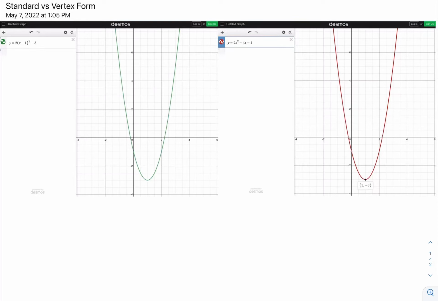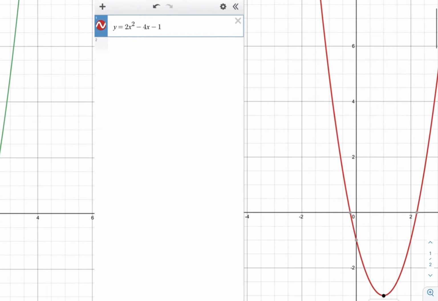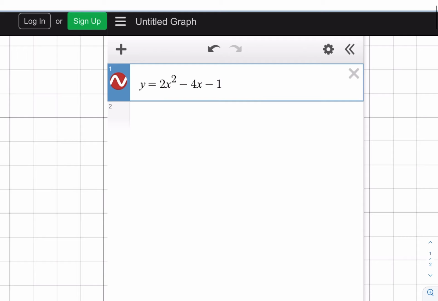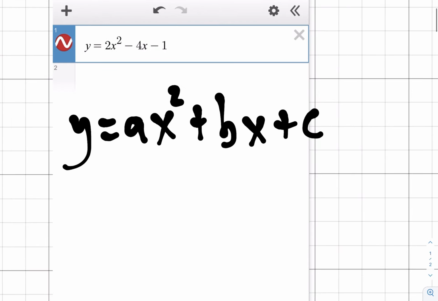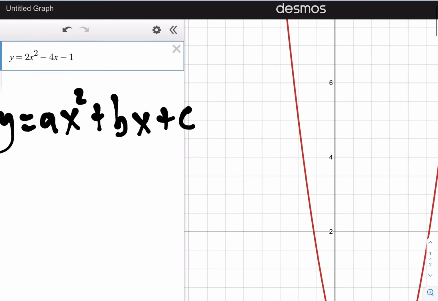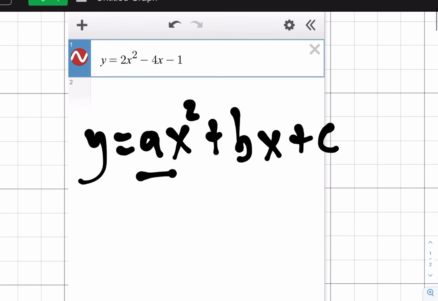So this is just a short video to go over the difference between standard and vertex form. So standard form, sometimes it's called general form. It follows the pattern y equals ax squared plus bx plus c. And what it tells you is how fast the function's increasing by this a value.